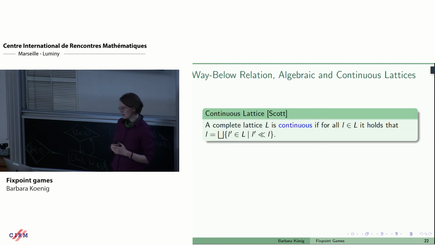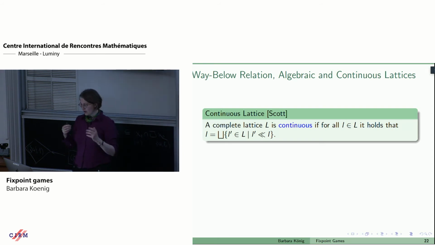Continuous lattices were introduced by Scott for semantics of the lambda calculus. I wondered for a long time why they're called continuous. I still do not really know, actually. Scott says in his paper, I call this lattice continuous because it allows so many continuous functions. I mean, maybe particularly the meet is continuous in this setting. So the meet distributes over directed sups.